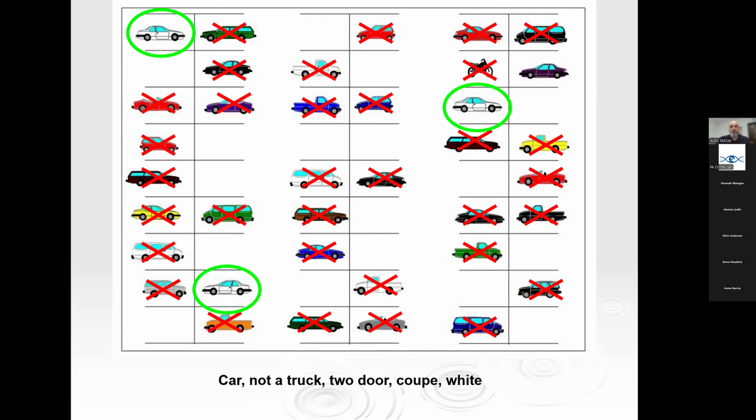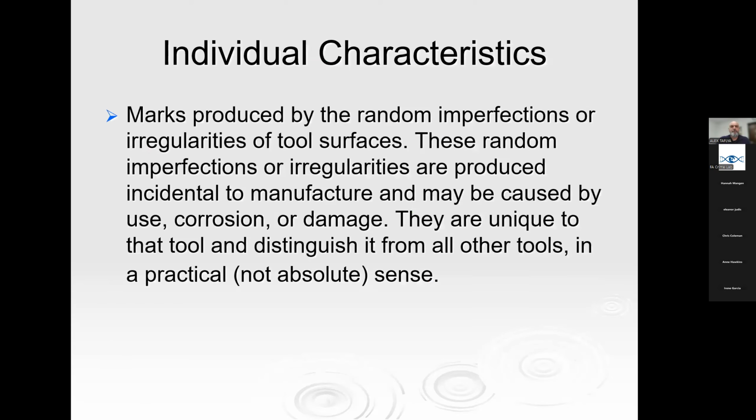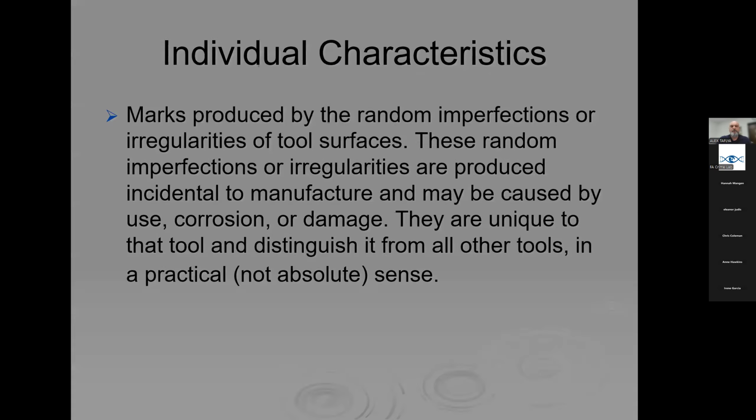That's what we do in firearms comparisons and tool mark comparisons. We first look for the class and then look for the subtle markings within that class that are not intended to be manufactured. So individual marks are random imperfections on the tool surfaces. They're caused by damage to the tool itself or the tool making the tool. And they tend to be unique to that tool and distinguish it from all others.